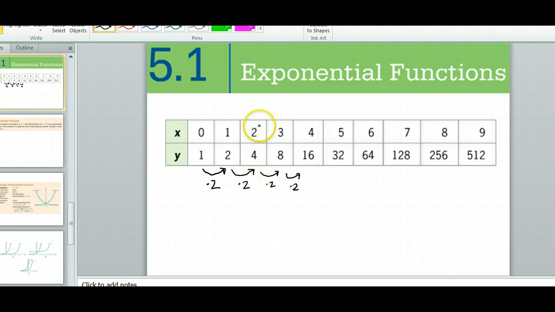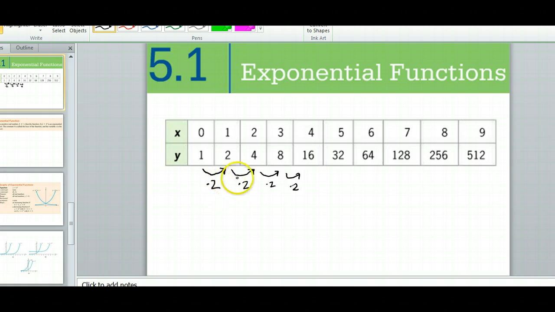Okay, so what's going on here? The x value is keeping track of how many times we multiplied by 2. We haven't multiplied by 2. We multiplied by 2 once. We've multiplied by 2 twice. We multiplied by 2 three times. And so on and so on.